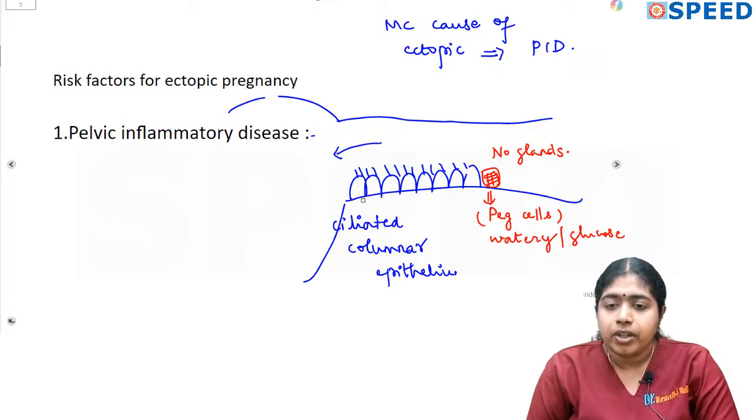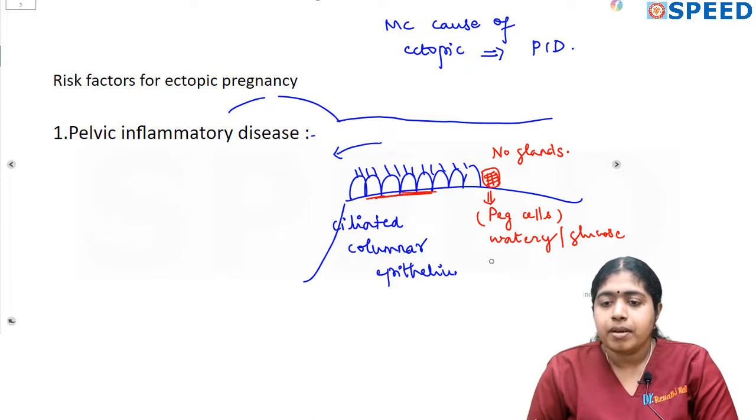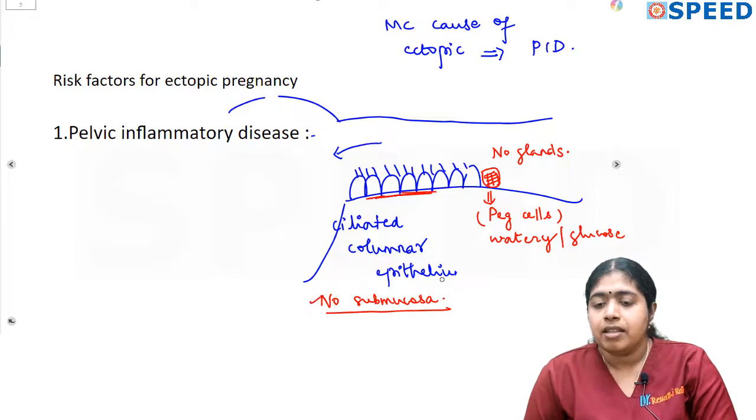Another additional point is, usually beneath the mucosa we have the submucosa. In the tubes, the submucosal layer is absent. No submucosa. Usually the defense mechanisms, the Langerhans cells, all those cells are present in the submucosa. The tubes lack the submucosa altogether. The tubes are as such highly susceptible to infection. Now what happens if an infection occurs?